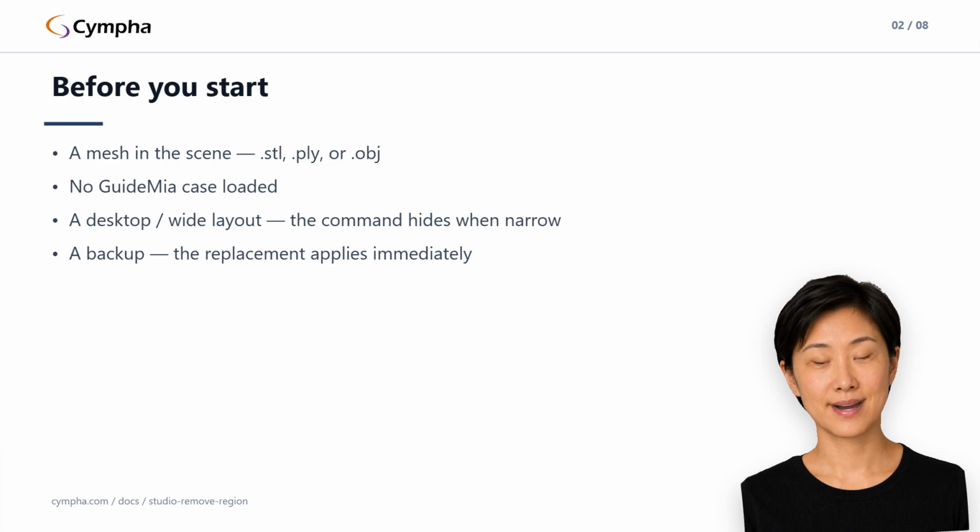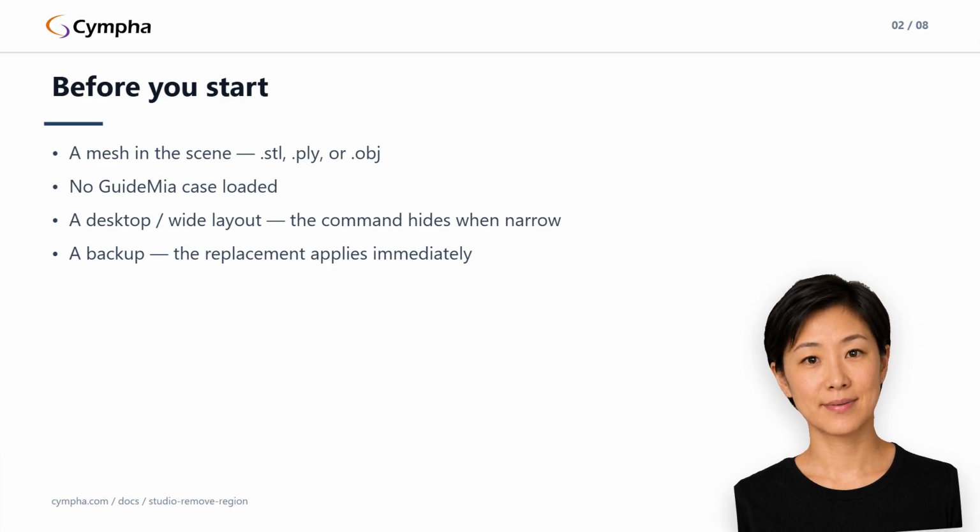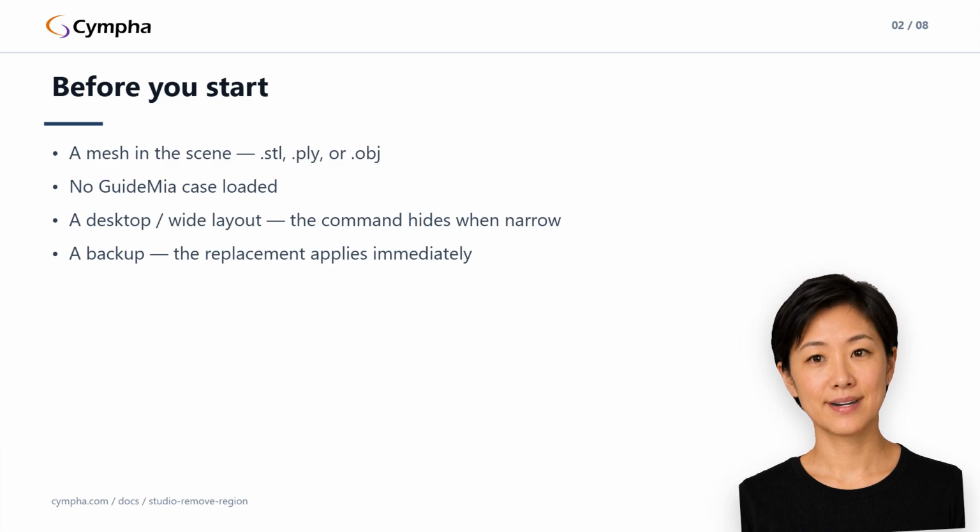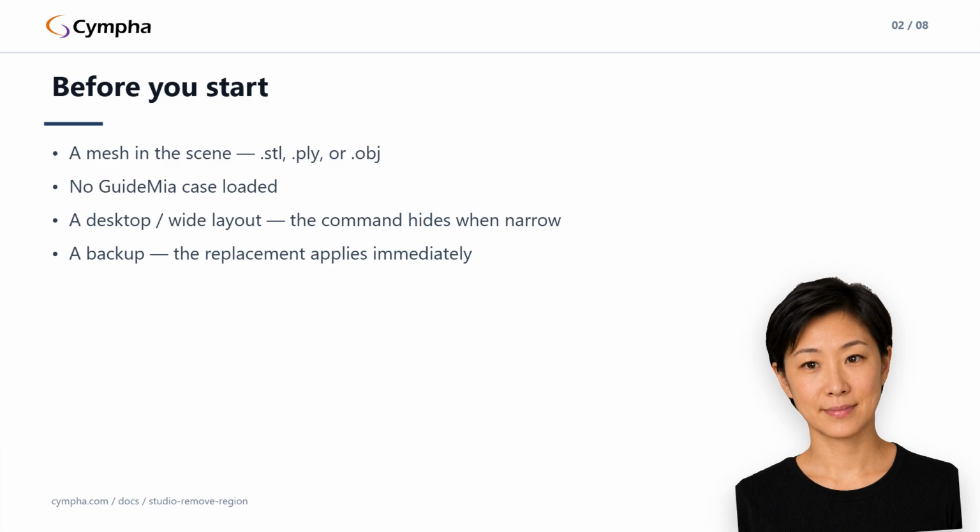And a backup of the original file. The region replacement is applied immediately, and Ctrl-Z is a one-step undo. If you notice the problem after a further edit, the recovery is re-importing the source. Sign into studio.cympha.com and open your mesh.